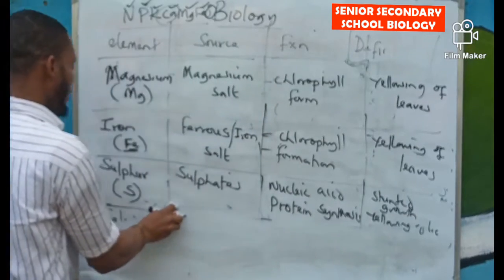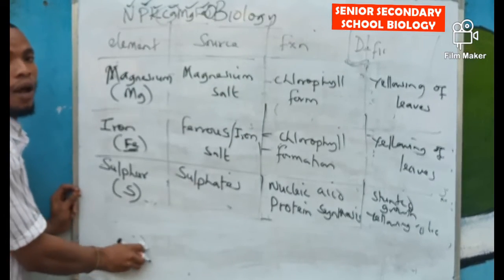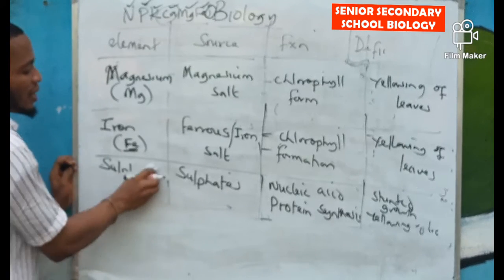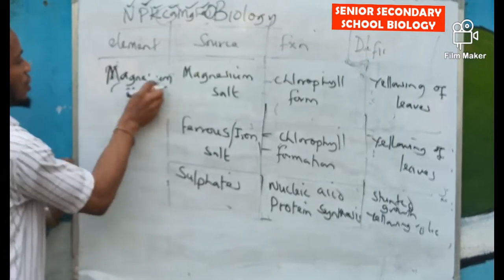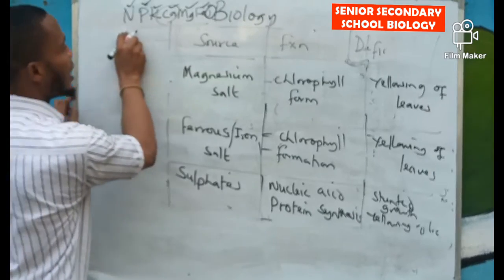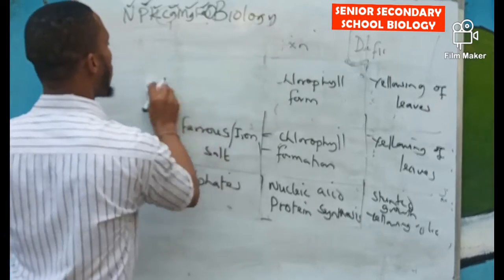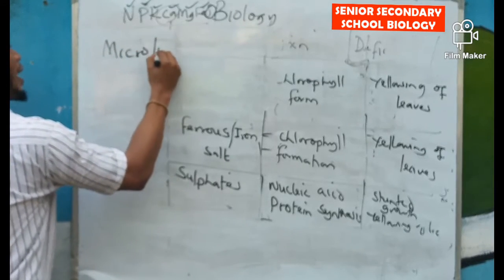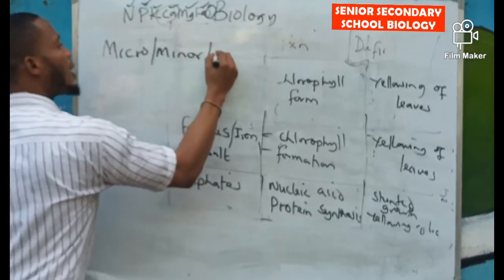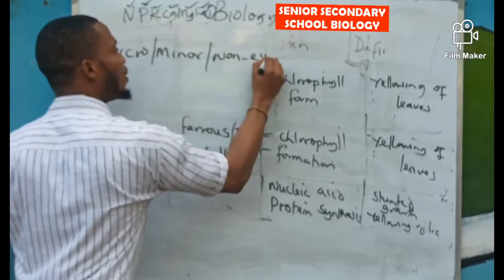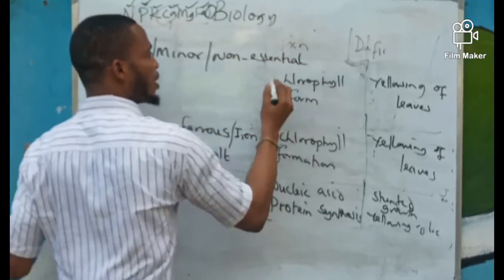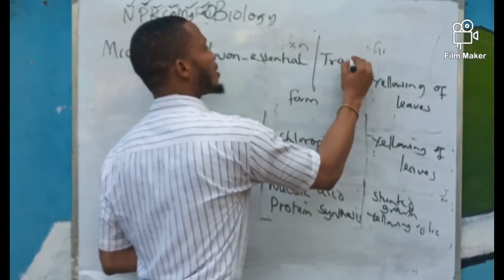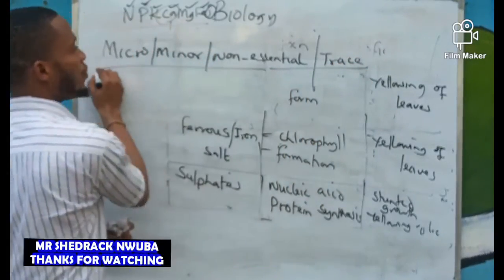Now remember, I told you we have two types of elements. We have the macro and we have the minor. The minor are those needed by plants in very small quantities. They are not needed in large quantities like the macro. We call them the micro, the minor, the non-essential. They are not really needed, but they are all needed. We call them the trace elements. They're needed by plants in very minute quantity.